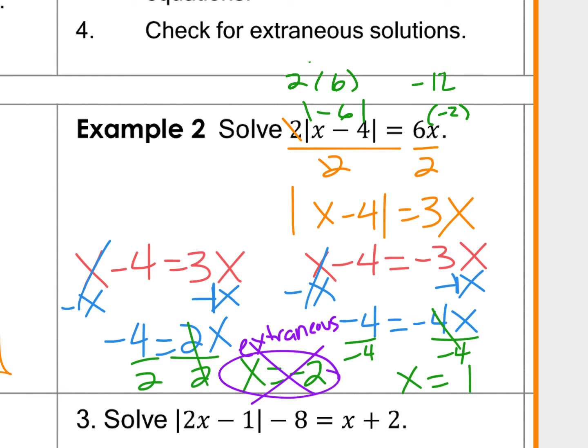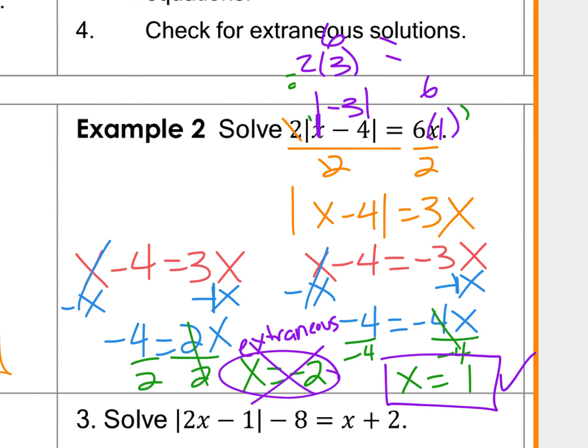Okay, let's check 1. See if 1 is a correct answer. Okay, so if x is 1, 1 minus 4 would be negative 3, but then you take the absolute value, making it a positive 3, times that by 2, and you get 6. On this side, 6 times 1 would be 6. So 6 equals 6. Yes, this one works. So this time we only have one answer. The answer is 1.